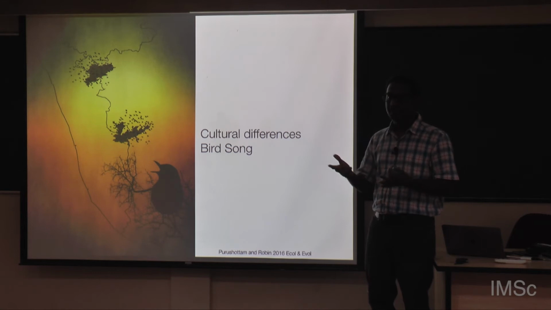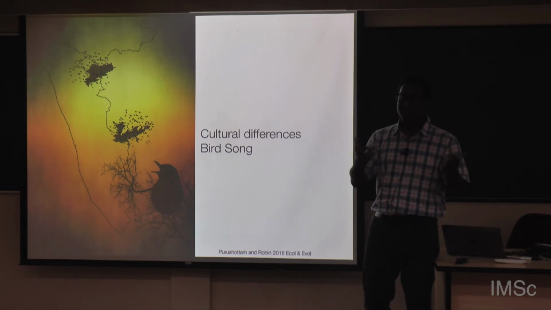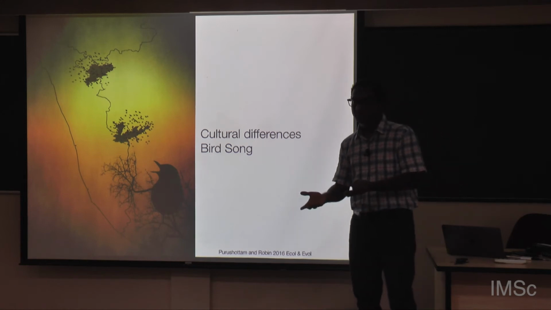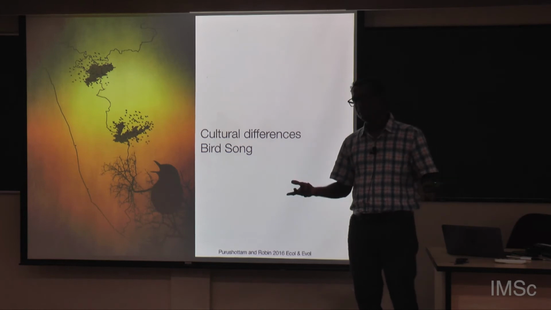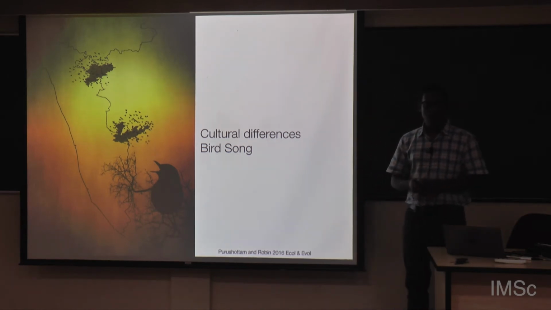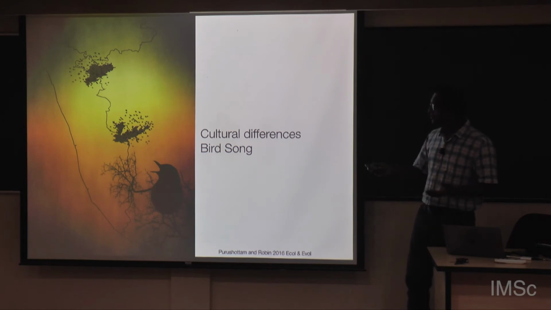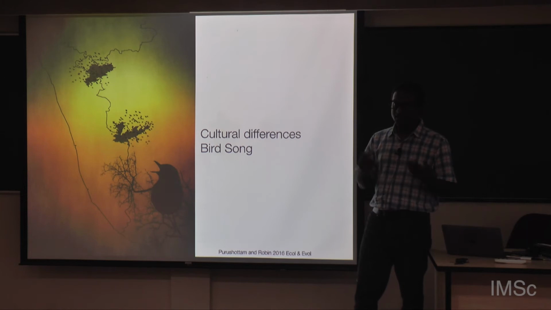So you can have, let's say, individuals speaking Tamil on one side of the Western Ghats. If they move to the other side, they will end up learning Malayalam or something like that, right? The idea is, can we use bird song to understand the differences between these populations?